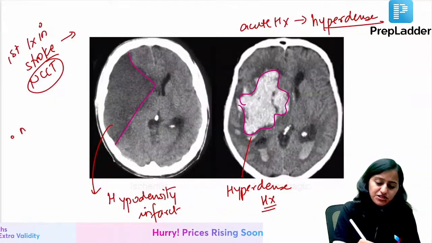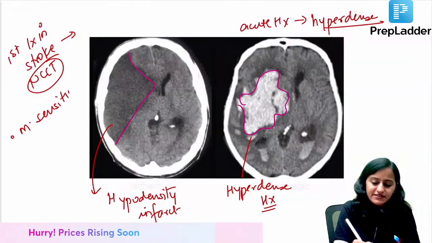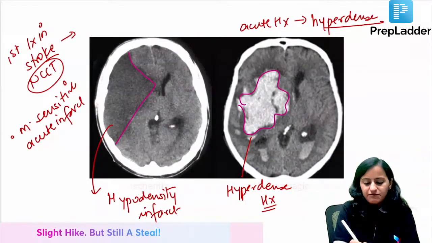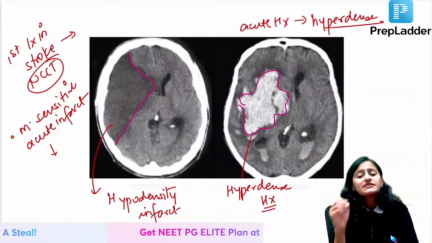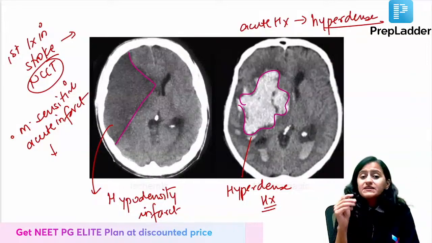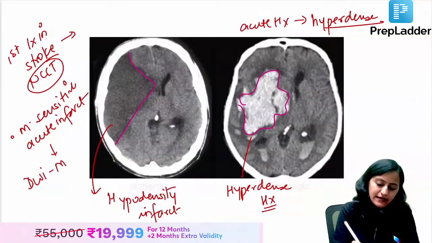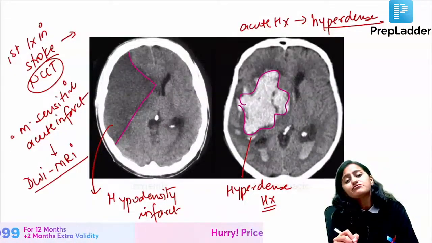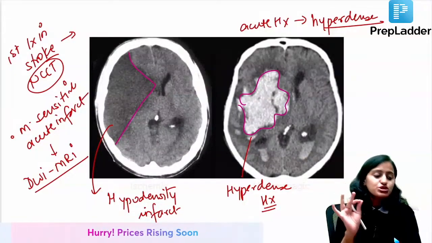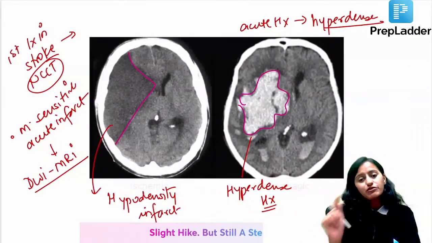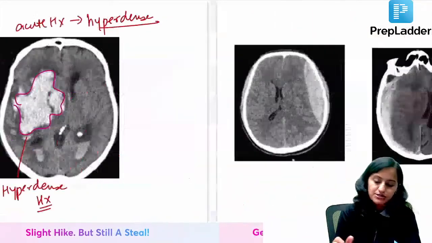And if the question is, what is the most sensitive for acute infarct? Read the question carefully. It is asking most sensitive for acute infarct. Remember, CT can be normal in early infarct. It is DWI MRI which is the most sensitive for acute infarct. Diffusion weighted imaging is most sensitive for acute infarct. DWI for infarct, SWI for hemorrhage.